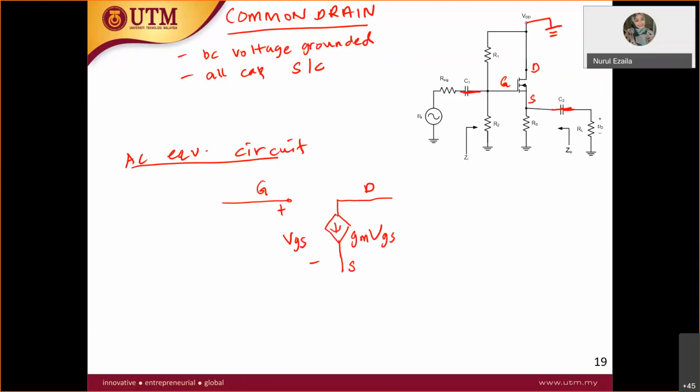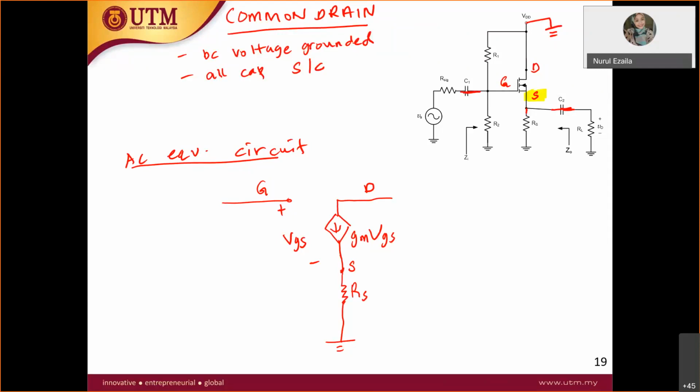Okay, so let's start from the source. This is the source, so let's start here. From the source over here, you have RS. As you can see, you have RS to the ground. This is the same as the common collector. So from the source you have RS to the ground.